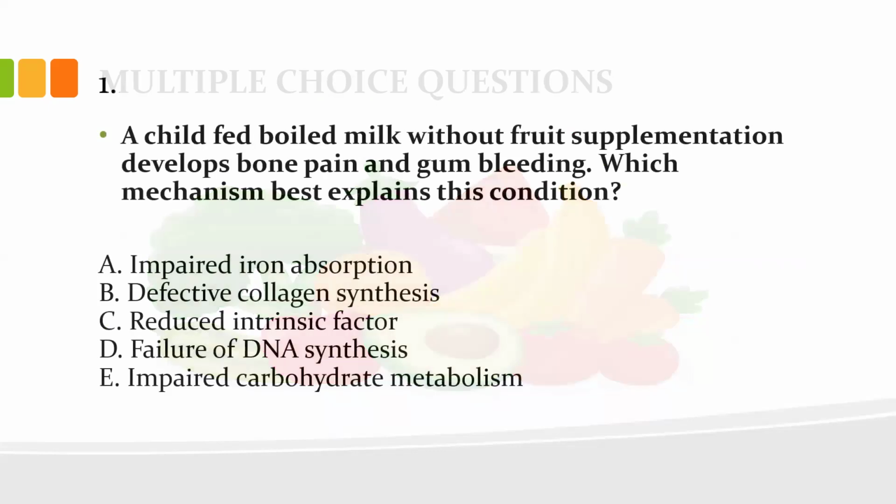Coming to the multiple choice questions. So the first MCQ is, a child fed with boiled milk without supplementation develops bone pain and gum bleeding. Which mechanism best explains this condition? A, impaired iron absorption. B, defective collagen synthesis. C, reduced intrinsic factor. D, failure of DNA synthesis. E, impaired carbohydrate metabolism. B. Yes, the right answer is defective collagen synthesis.